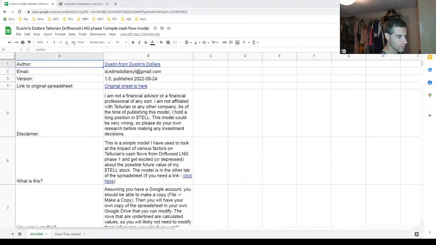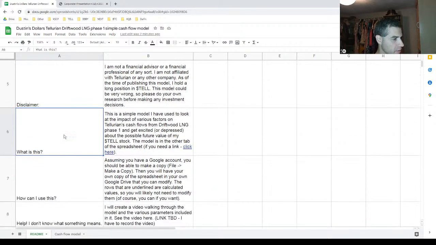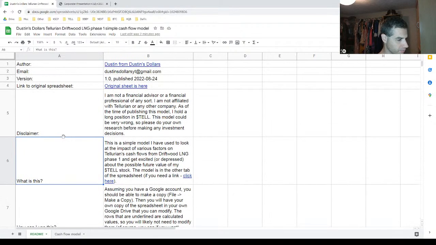So there are two tabs of the sheet. The first tab just has a little bit of documentation on how you can use it. Again, there's a link in the description of this video if you're joining from the stream and watching the video.